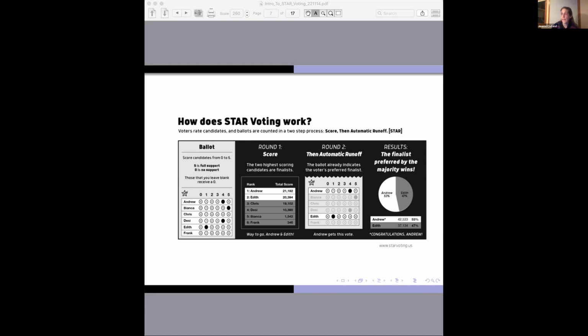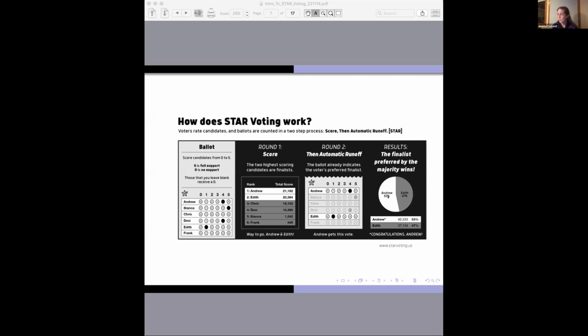So this voter gave Edith 1 star, and this voter gave Andrew 4 stars. Over here, this says that in the runoff step, Andrew got 53% and Edith got 47%. And all we can see from this one ballot is that this voter's ballot counted for Andrew in the runoff step. Did that answer your question?